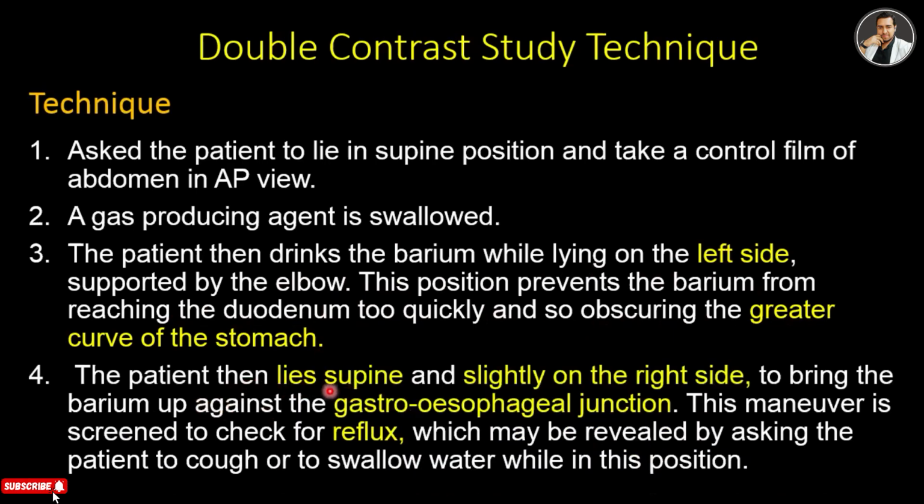And then the patient lies supine. Ask the patient to lie supine and slightly on the right side, to bring the barium up against the gastroesophageal junction. So now the patient is in supine position but slightly on the right side, so the barium can reach the gastroesophageal junction. And this maneuver is screened to check for reflux. So any gastroesophageal reflux will be checked in this position.